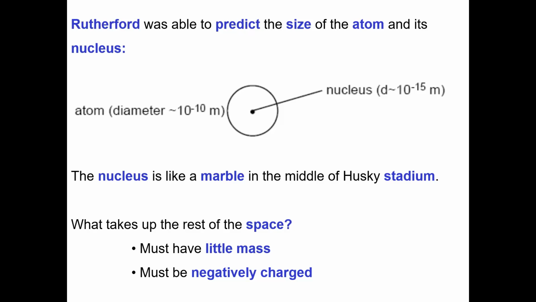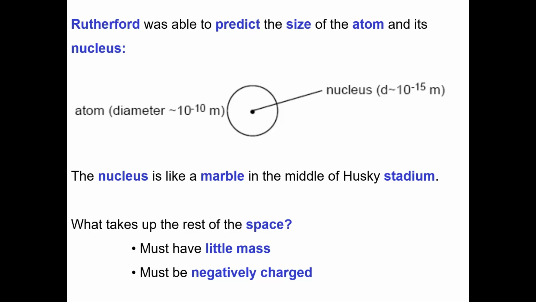So Rutherford said that the atom has a total diameter of about 10 to the minus 10 meters, but the nucleus represents just 1/100,000th of that diameter and has a diameter of about 10 to the negative 15 meters. So if you imagine an atom to be Husky Stadium, then the nucleus is like a marble in the middle of Husky Stadium. And remember that that marble contains basically all of the mass of the atom.